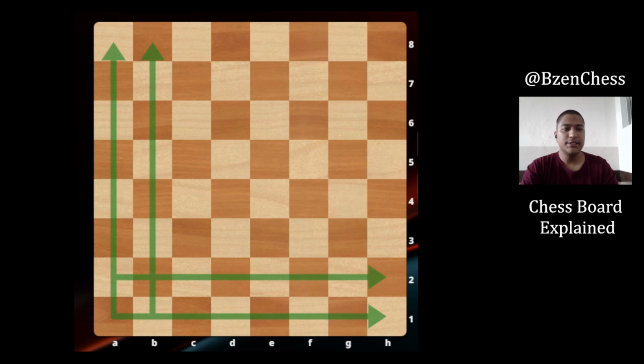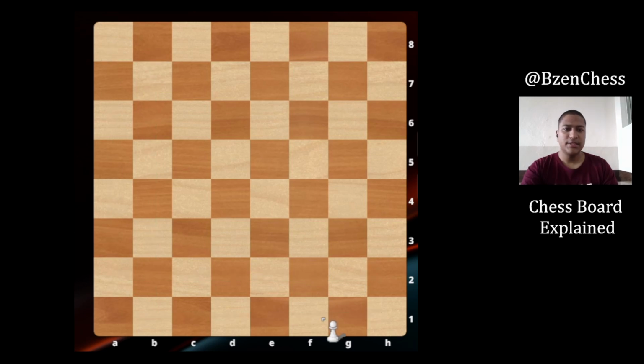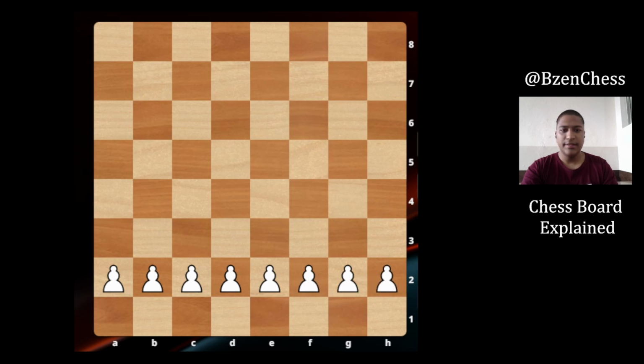Note that I said chess pieces and pawns, but for now, let's refer to all of them as pieces. Now let's set up the starting position of all the pieces on the board. The pawns go on the second rank, while the pieces go on the first rank in a starting position. So let's put the pawns down. Then for the pieces, the rooks go on the corners, knights just beside the rooks, and just beside the knights are bishops.